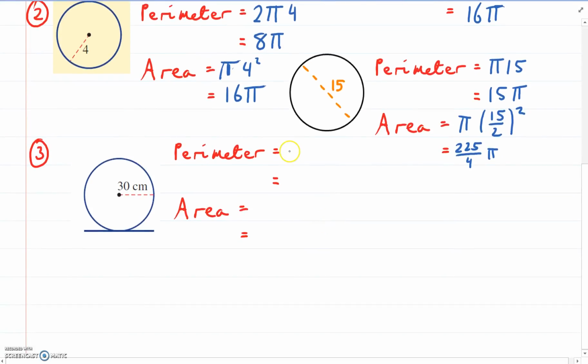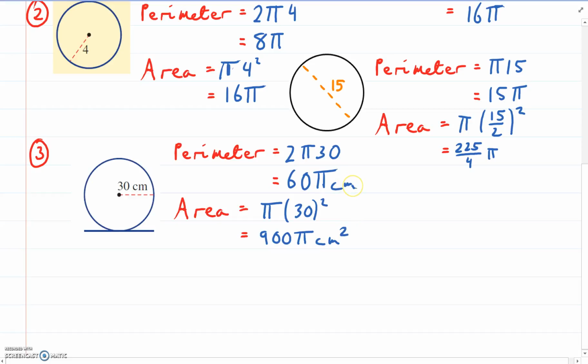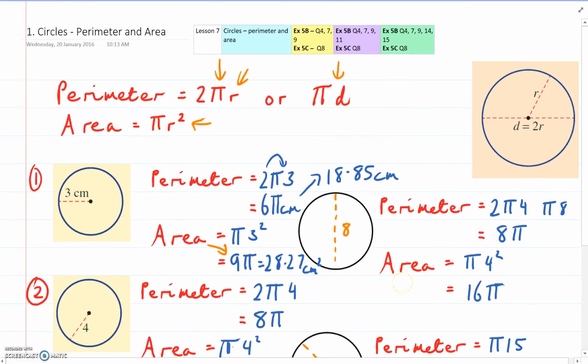Slightly bigger number here, 2 pi 30, 60 pi. Oops, not 2 pi for area. And that is going to be 900 pi centimeters squared, and centimeters up here. It's pretty straightforward. Just remember these formulas. We'll hopefully give them to you for the test, but you really need to memorize those as you go through your math studies.